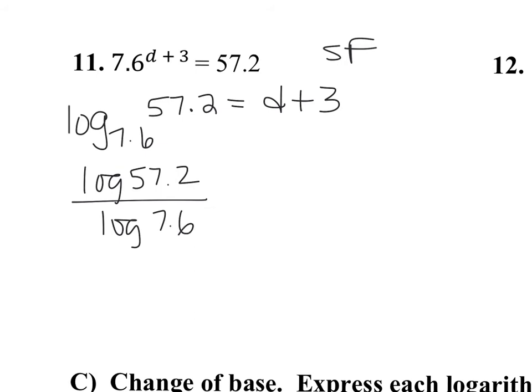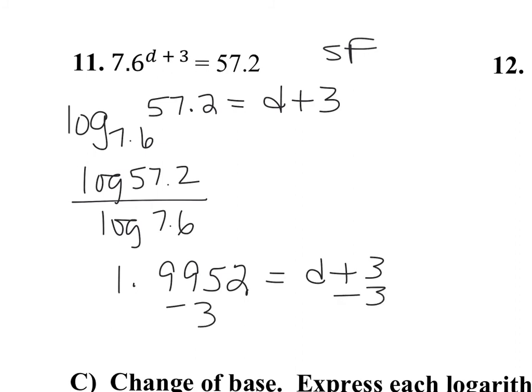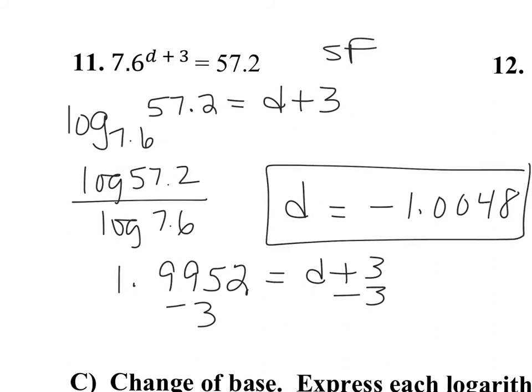So log 57.2, close your parenthesis, divided by log 7.6, and that gives me 1.9952, and that equals d plus 3. Subtract 3 from each side, and I get d equals negative 1.0048. And that would be the answer for number 11.